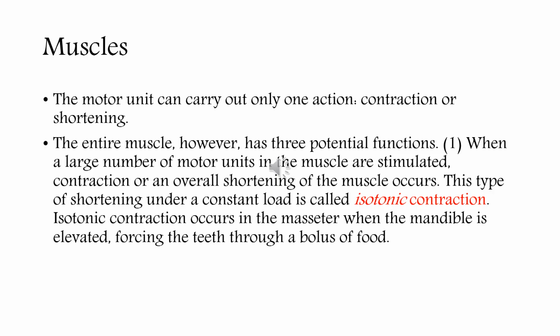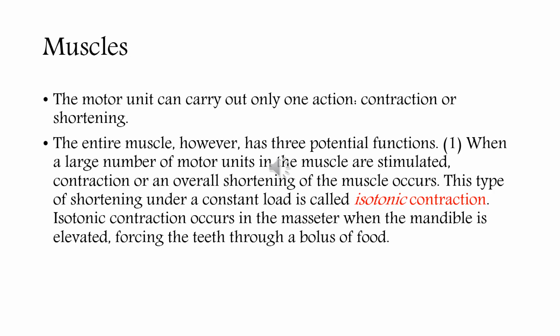Now, the motor unit by itself can carry out only one action, which is contraction or shortening. And when we say motor unit, we mean by that the fiber and the nerve attached to it. Now, on the other hand, the entire muscle has three potential functions. Okay, the first function of the muscle is what we call isotonic contraction, which means all or a large number of motor units in the muscle are stimulated. So many motor units in the muscle are stimulated at the same time. Contraction or shortening happens. This contraction will make shortening of the entire muscle.